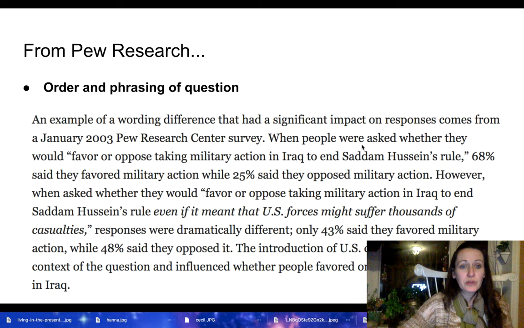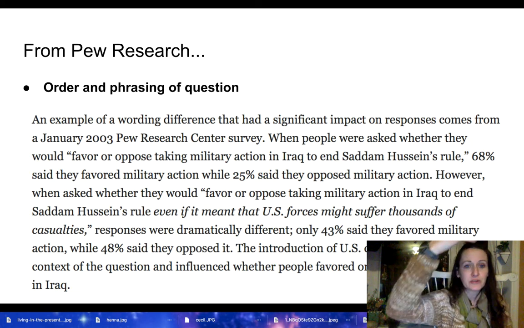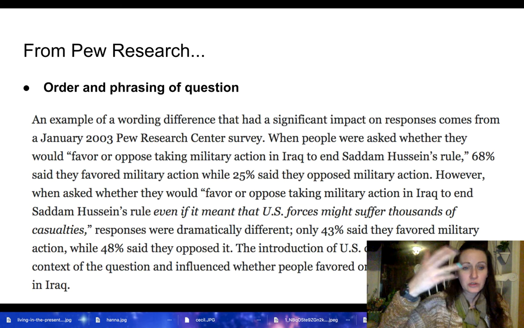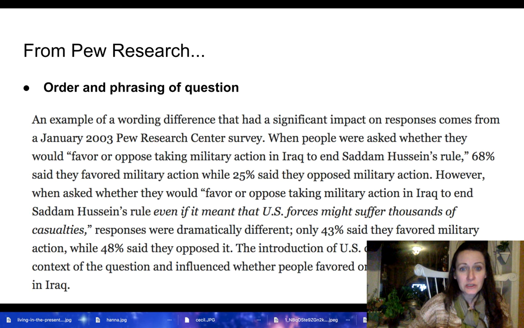Okay. Also, the order of questions and how you phrase a question makes a difference. Pew Research, if you want to go to this article, it even says that if you have certain questions and then an open-ended question, the open-ended question is going to take information from the previous questions they were asked. So if you read along here, an example of a wording difference that had a significant impact on responses came from a January 2003 survey. People were asked whether they would favor or oppose taking military action in Iraq to end Saddam Hussein's rule. 68% said they would favor this action. 25% said they opposed.